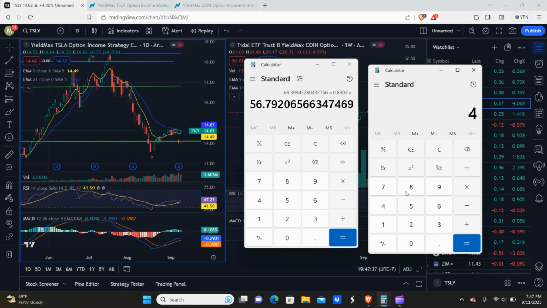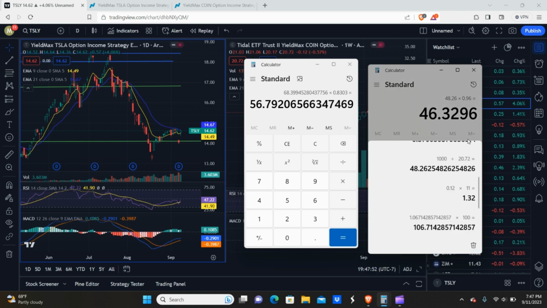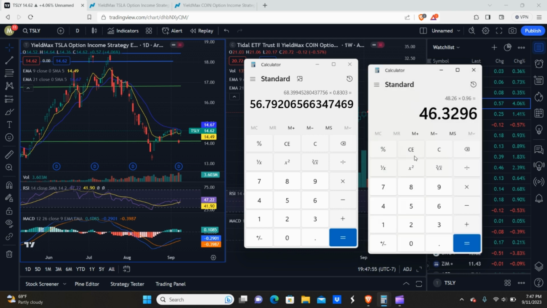Now, if we change this and say instead of getting paid 110% on CONY, you're now going to get paid 90%, again being conservative here. Oh, my bad, it's actually $1.06. So let's redo this: 48.26 times $1.06. So basically for CONY, if the yield is 110%, you're going to get paid more money, but you're also going to pay more for the shares. If the yield is 90%, you're going to get less money than TSLY, and you're still going to pay more for the shares.